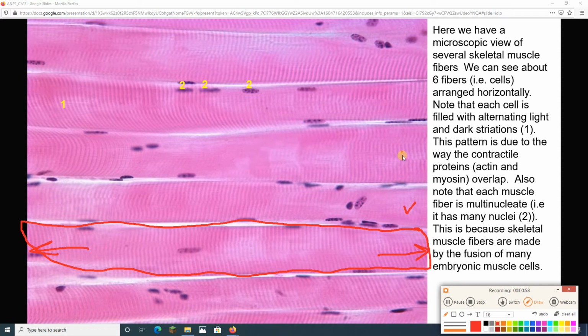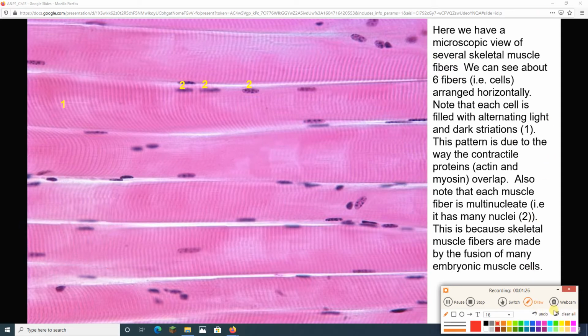Here's another one right here, another one right here, another one right here, another one down here. And we got like a little piece of one down here, piece of one up here. These are skeletal muscle cells. They are also called skeletal muscle fibers. They're called fibers because they're long and skinny. They're kind of string-like. We had nerve fibers that were long and skinny. The same idea.